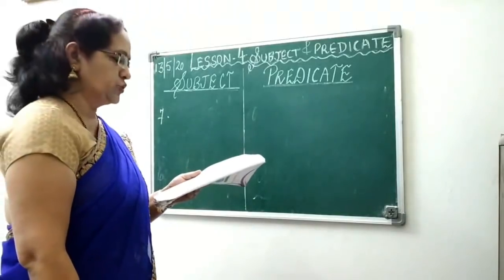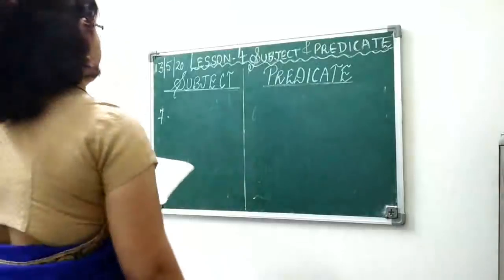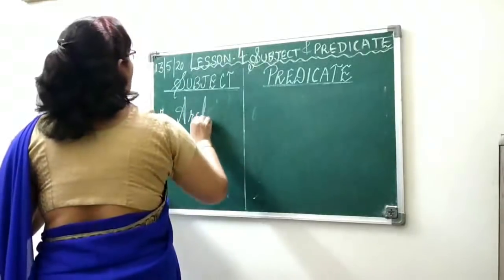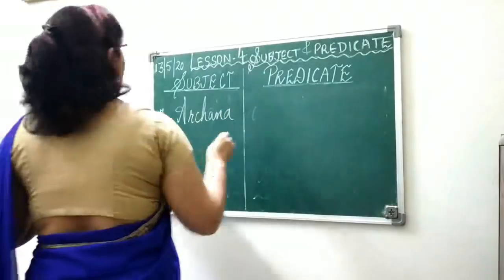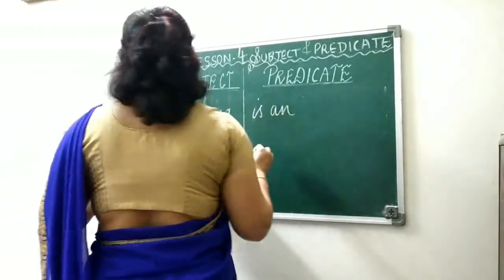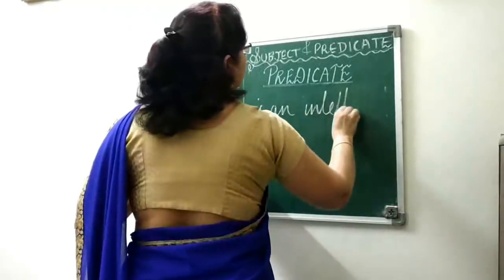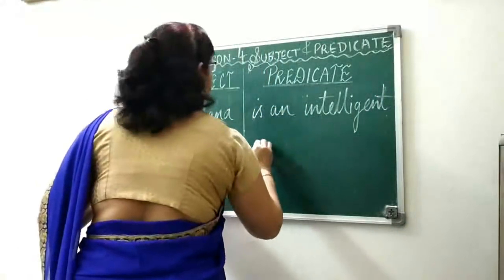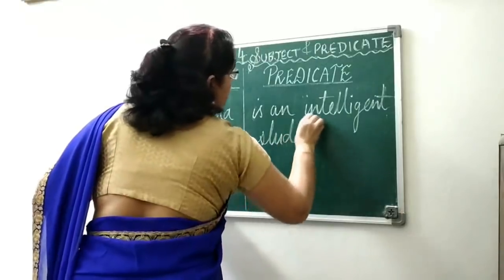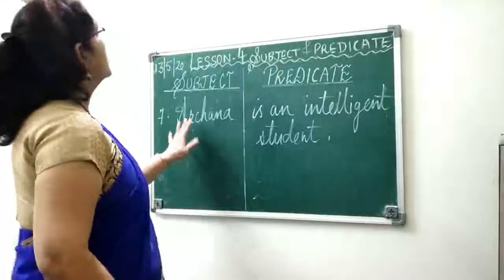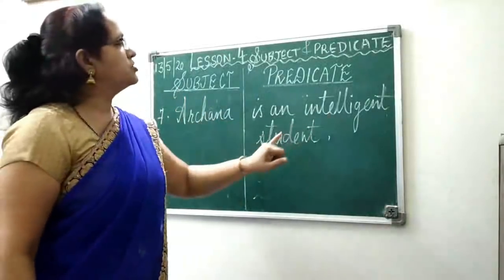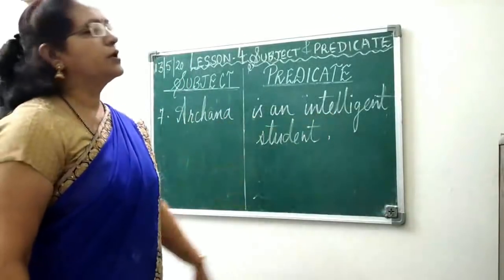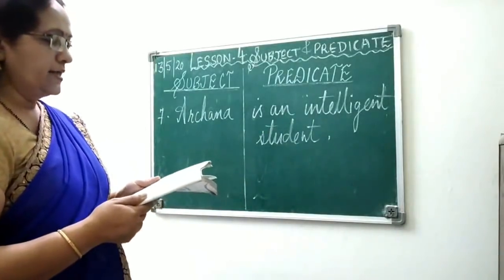Archana is an intelligent student. Now, which one is the subject here? Archana. Archana is a subject and is an intelligent student is a predicate. So, Archana is a naming part and is an intelligent student is a doing part. Now, let's see the eighth one.